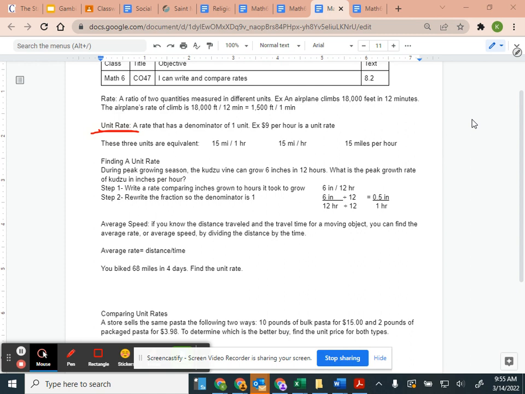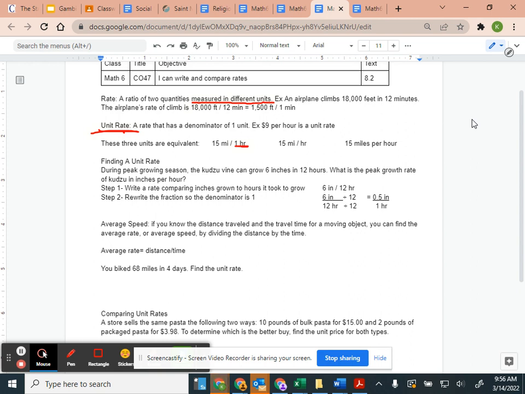So our rate is two quantities measured in different units. When you're driving your car, it could be miles per hour. How fast is our car going? How many miles can it go in an hour? When we find that unit rate, that's when we always want to get that bottom number down to a 1.